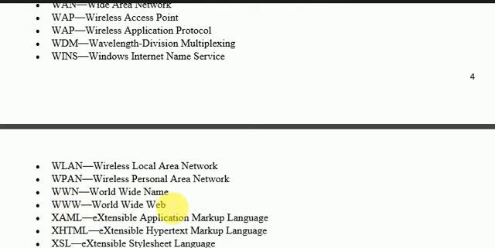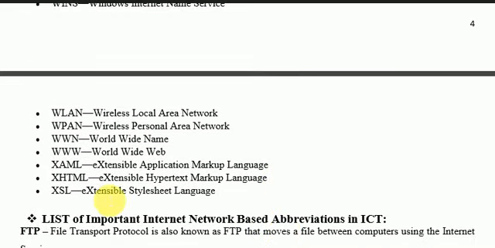This is again a most important word, WWW. Many times we use it in our daily life, but we don't know the full form of WWW. So, World Wide Web, because many times questions are asked on WWW. So XAML, Extensible Application Markup Language, XHTML, Extensible Hypertext Markup Language, and last is XSL, Extensible Style Sheet Language. So these are all the important abbreviations for our ICT.